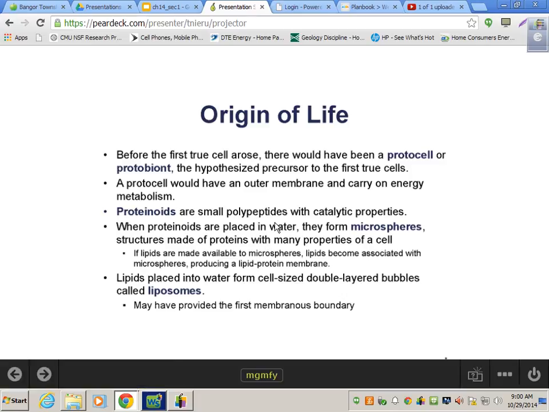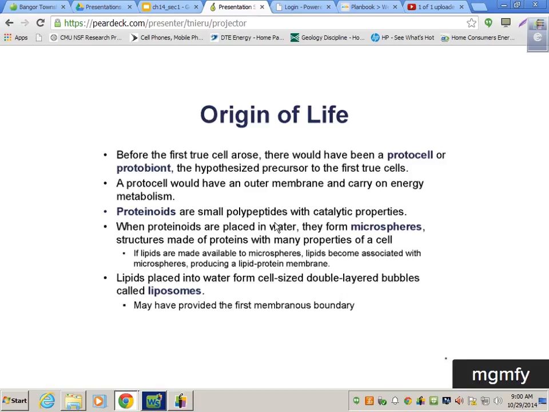And these may have provided that first membranous boundary. Now, we're not saying that they were cells yet, okay? They're just the very precursors of cells, giving these enzymes a habitat, an enclosed, isolated habitat. I just said isolated, didn't I? What happens in isolation? Everybody say evolution. Evolution. Okay. So here we have the ability now to isolate biomolecules, right?